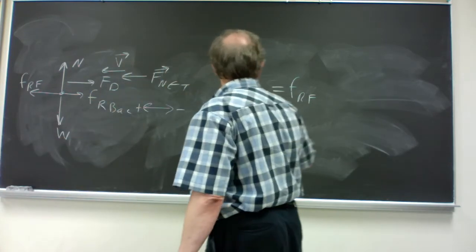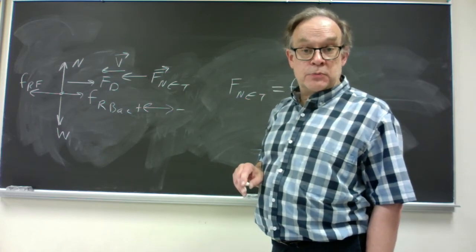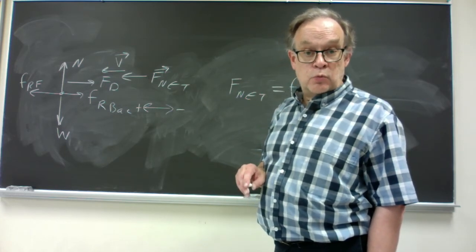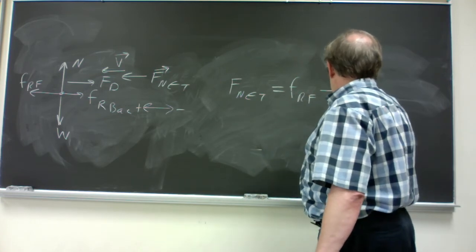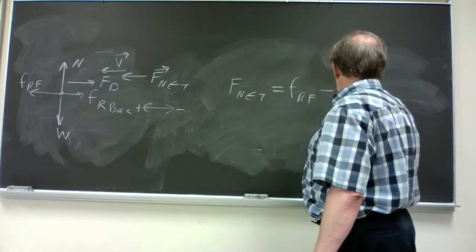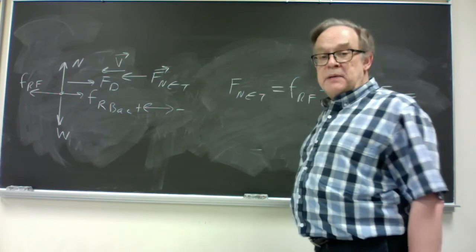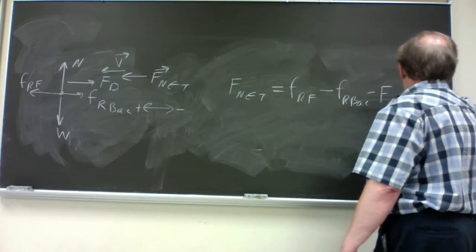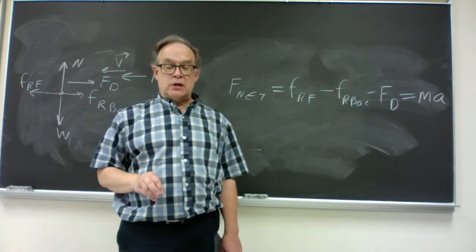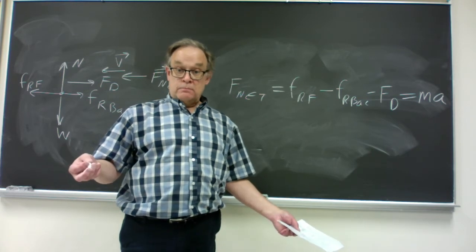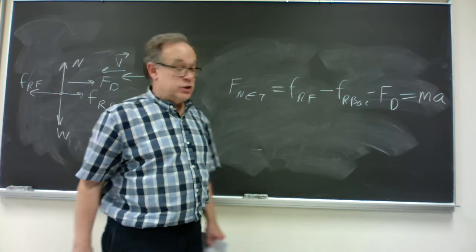And there are two forces pointing in the negative direction, so you subtract them when you write down the net force, minus rolling friction that points backwards and minus the drag force. And of course, being a net force, it has to be equal to mass times acceleration. And at this point, we can put in some numbers and figure out what the acceleration is.